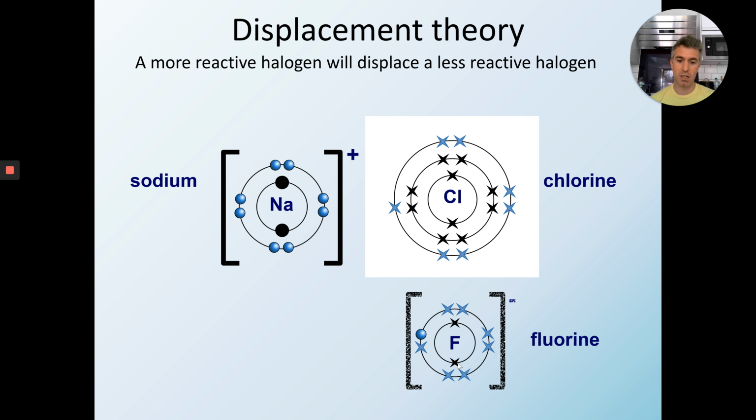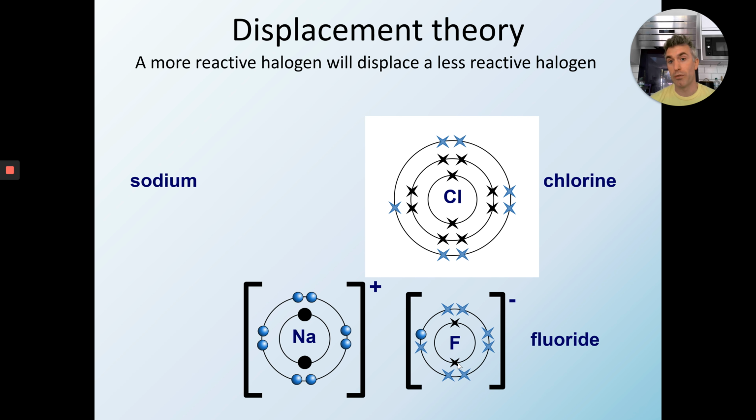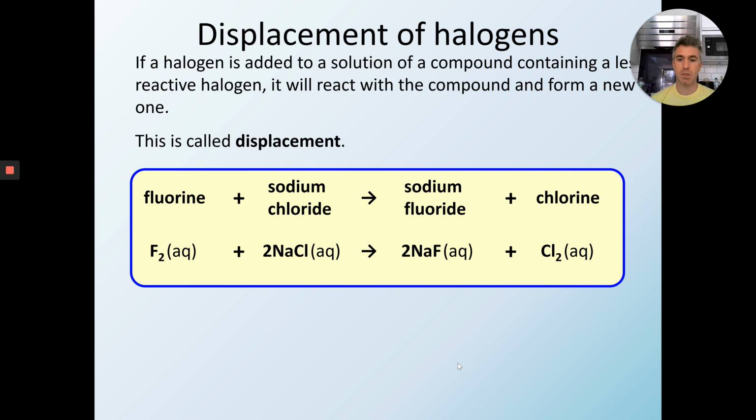Chlorine turns into chloride. Fluorine turns into fluoride. It steals its girlfriend or boyfriend, depending on how you want to look at it. So if you put a more reactive halogen in with a compound of another halogen, the more reactive one will steal from the other one. It's called a displacement reaction.